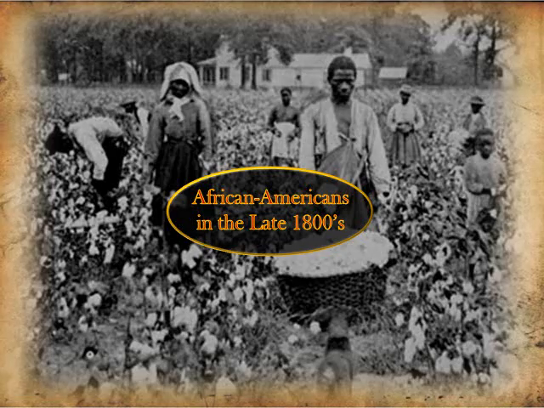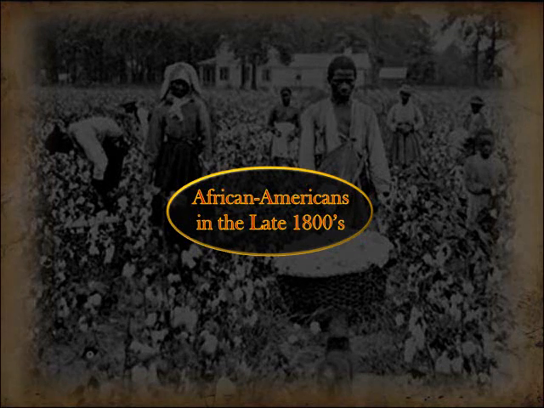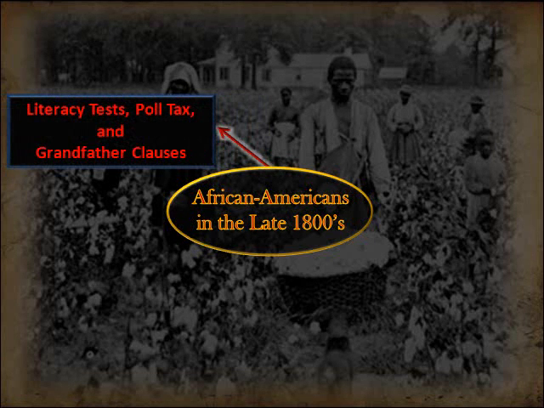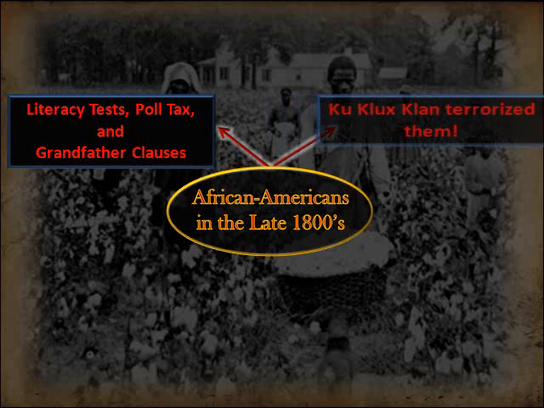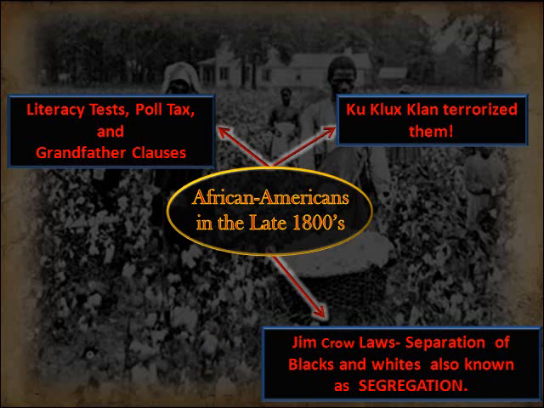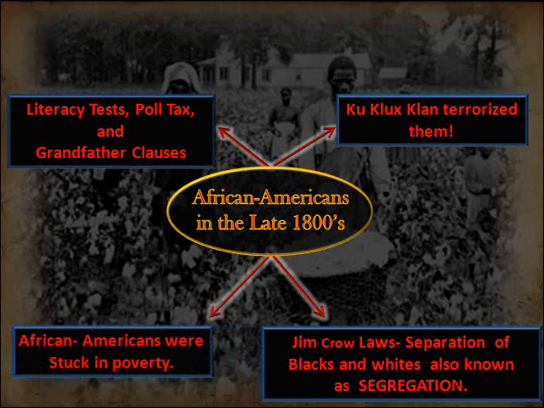So, in short, African Americans in the late 1800s are being faced with many problems. Restrictions to their voting, restrictions by the KKK in all ways possible, just terrorizing them, intimidating them, manipulating them. Jim Crow laws, which were political, economic, and social ways to segregate blacks and whites, and last but not least, stuck in a mire of poverty through things like sharecropping and tenant farming.